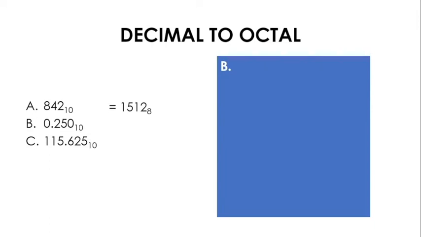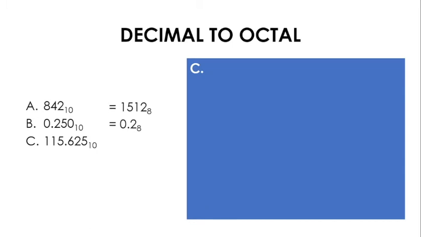For the second example, we will be converting the fractional part of the decimal into octal. So we will be multiplying 0.250 by 8, and the product is 2.0. Since the fractional part of the product is already 0, we will end the process here and take the whole number part of the product. So the octal equivalent of 0.250 is 0.2 octal.